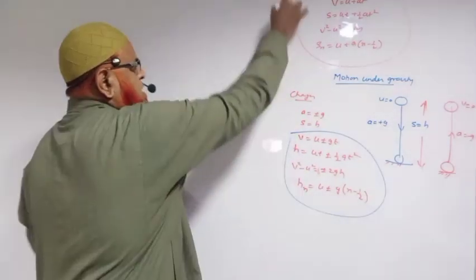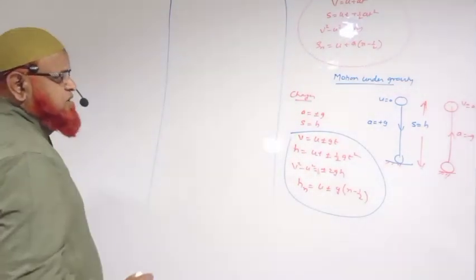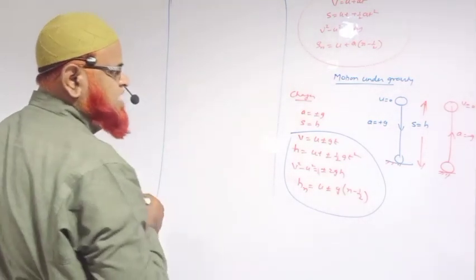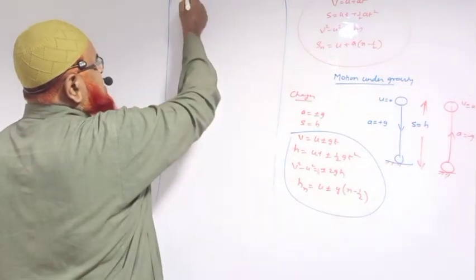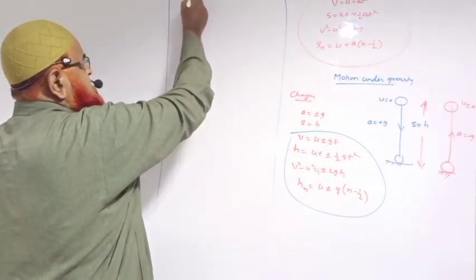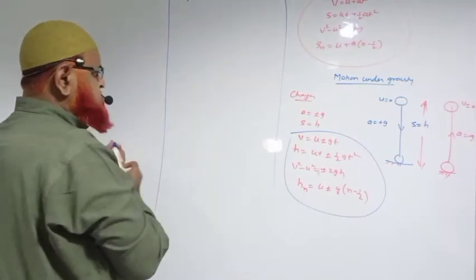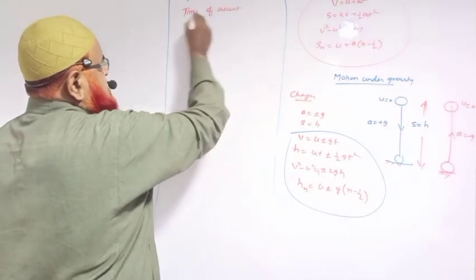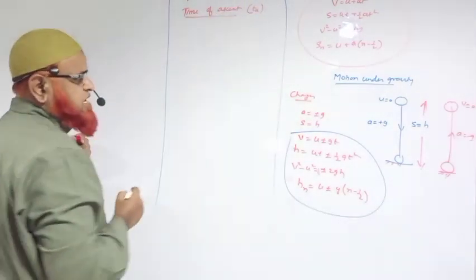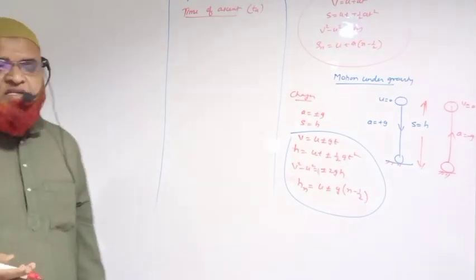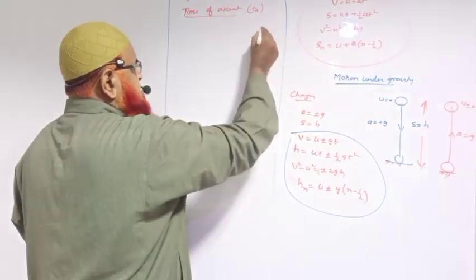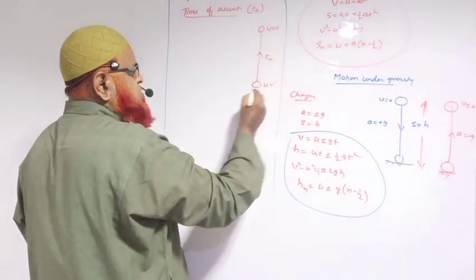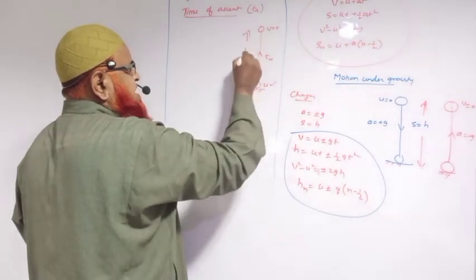Okay, so now let us find out some things by using these concepts. First thing is you have to find out the time of ascent. Time of ascent is given by TA. What is the meaning of time of ascent? If a body is thrown upwards, how much time has it taken to reach the maximum height?